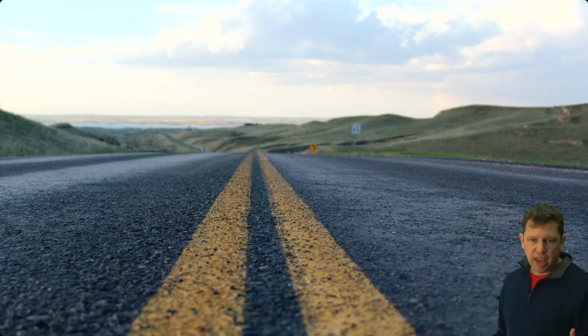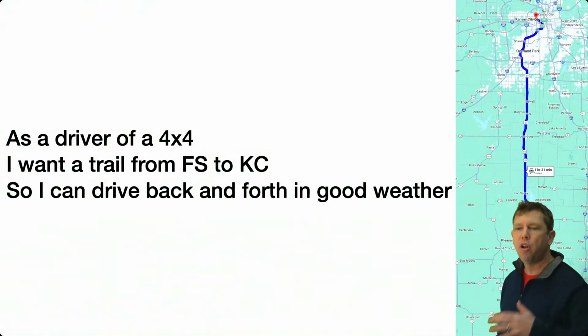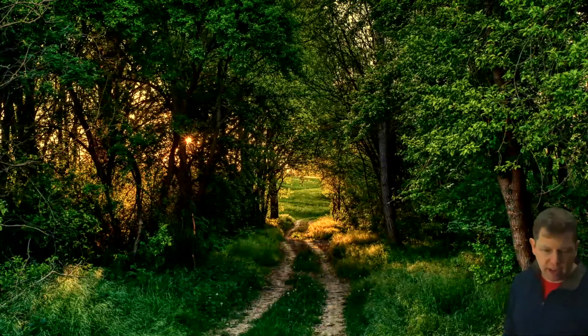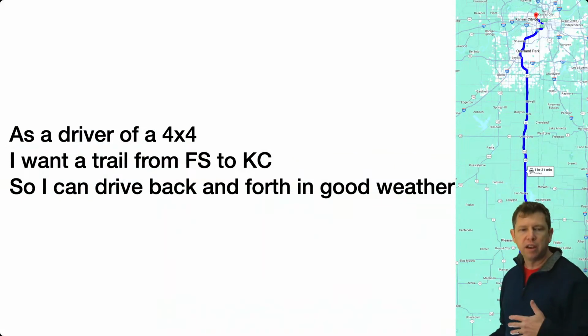And then once I finish that, maybe we're getting lots of use out of this back and forth to Pleasanton. Maybe then I say, okay, now let's go ahead and extend the trail all the way to Kansas City, so I can drive back and forth in good weather. So now I've got this trail that goes all the way to Kansas City. I can start going back and forth there. As a driver of a 4x4, I want a trail from Fort Scott to Kansas City so I can drive back and forth in good weather.